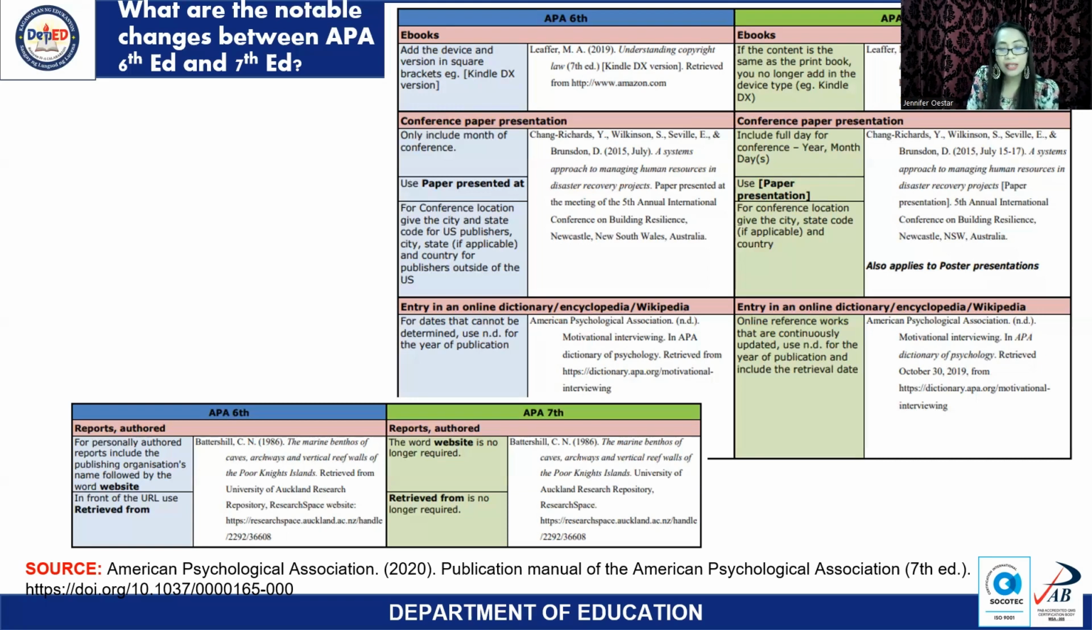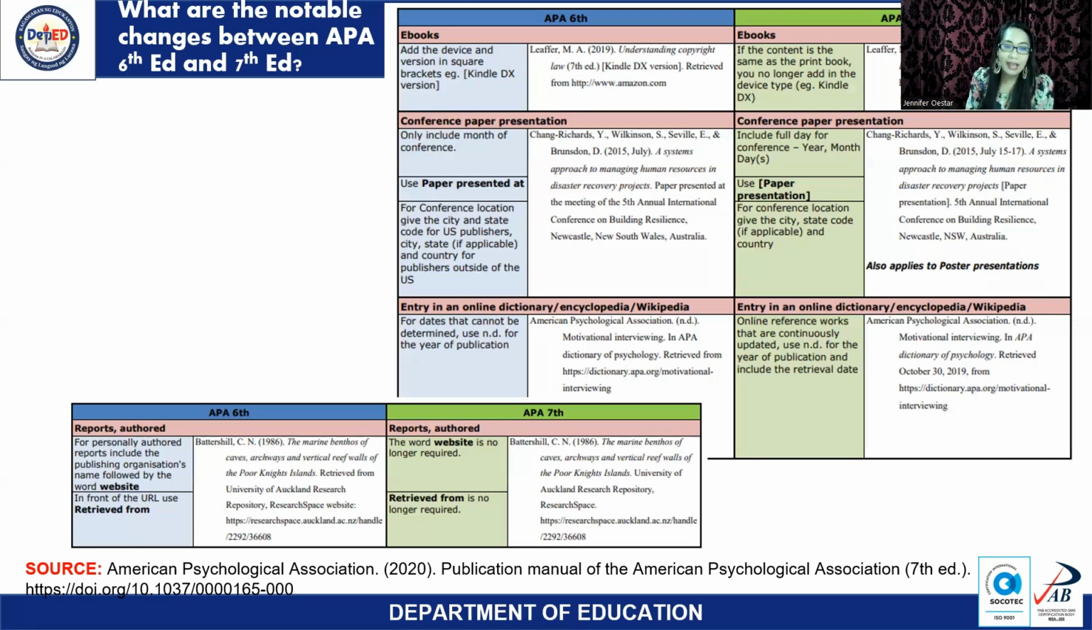Then entry in an online dictionary, encyclopedia, or Wikipedia: for dates that cannot be determined, use n.d. for the year of publication. Here's an example. For entries in an online dictionary, encyclopedia, or Wikipedia, online reference works that are continuously updated, use n.d. for the year of publication, and include the retrieval date. Why the retrieval date in the 7th edition? Because these are online dictionaries, encyclopedias, and Wikipedia, which are always updated or updating.